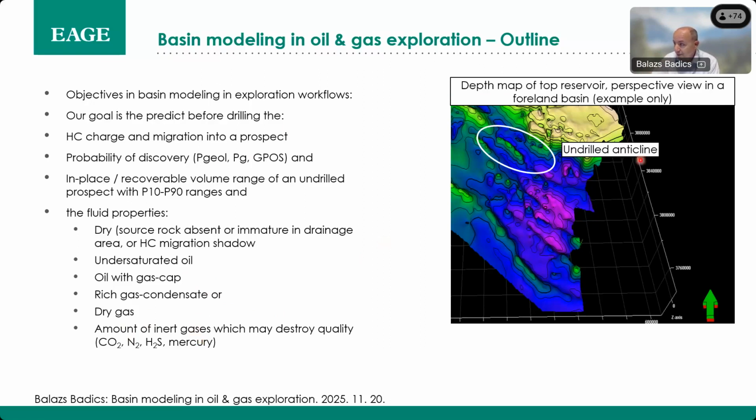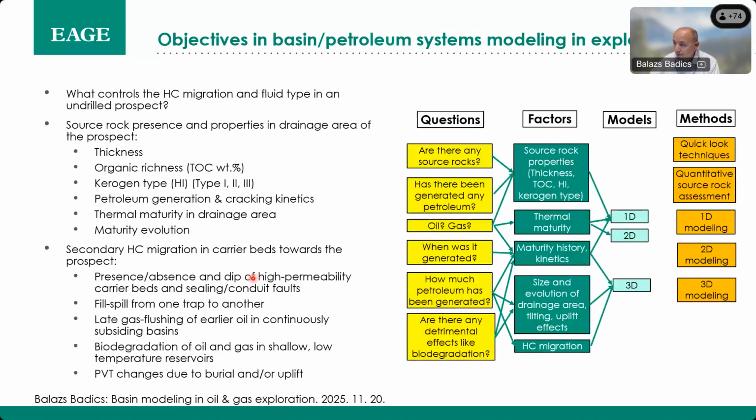This is just an example. It's just, again, the 3D view of Kurdistan with some anticline, and then basically just to illustrate. But I guess all of you who work in exploration, you understand all of these main issues. So what are the most important factors to recognize or assess? What controls the migration and fluid type in an undrilled prospect?